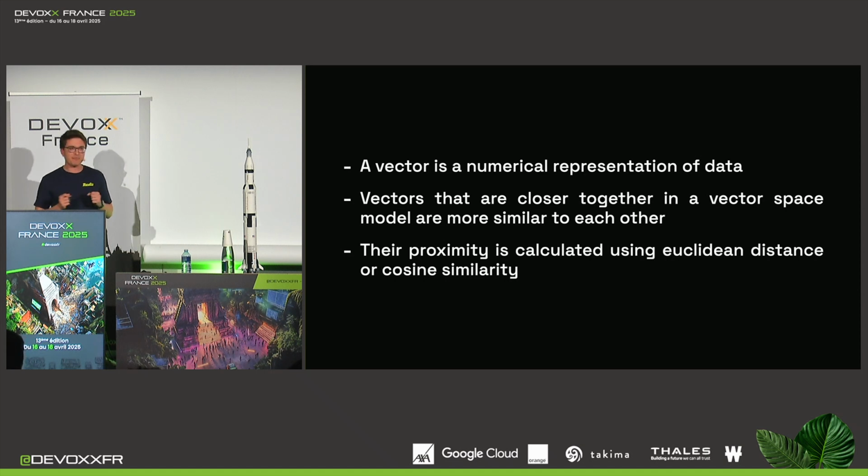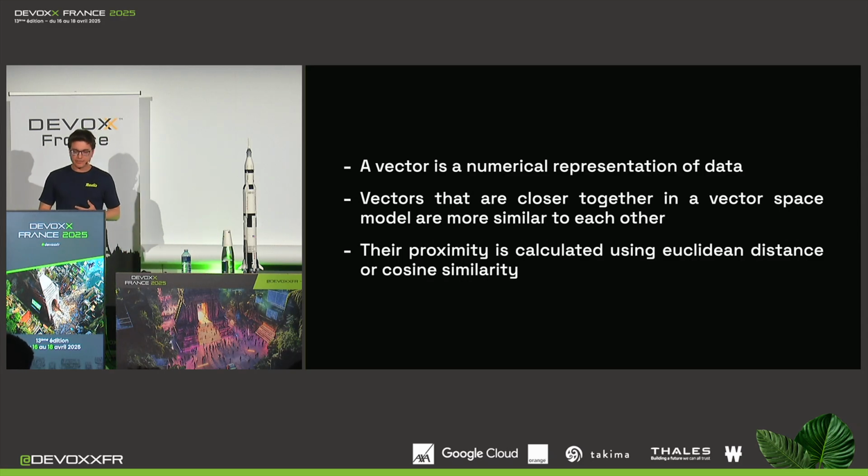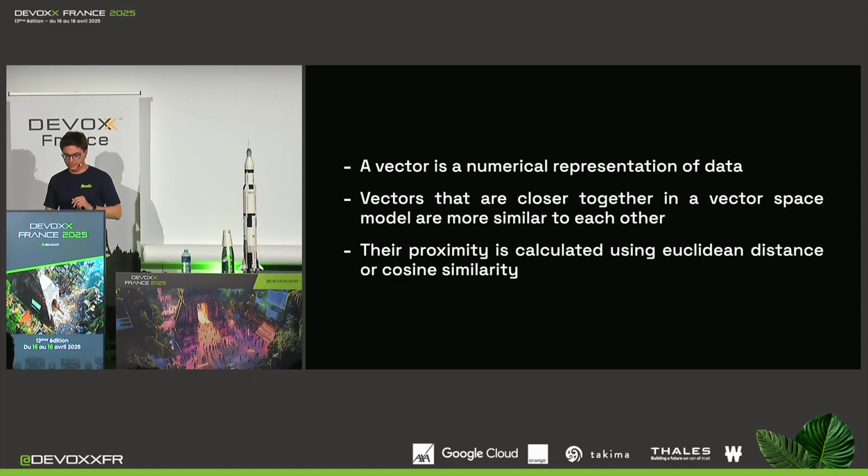Okay, so let's just recap everything that we've seen so far. We saw that a vector is a numerical representation of data. We saw that vectors that are closer together in a vector space model are more similar to each other. And we saw that their proximity is calculated using Euclidean distance or cosine similarity. There are other techniques as well, but today we're going to be looking at these two only. You're going to understand why later.